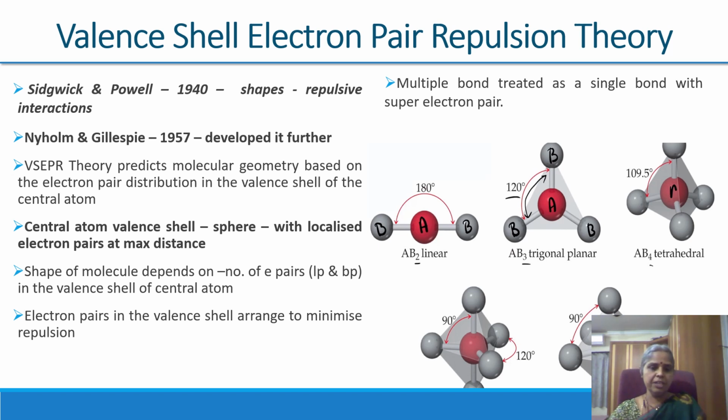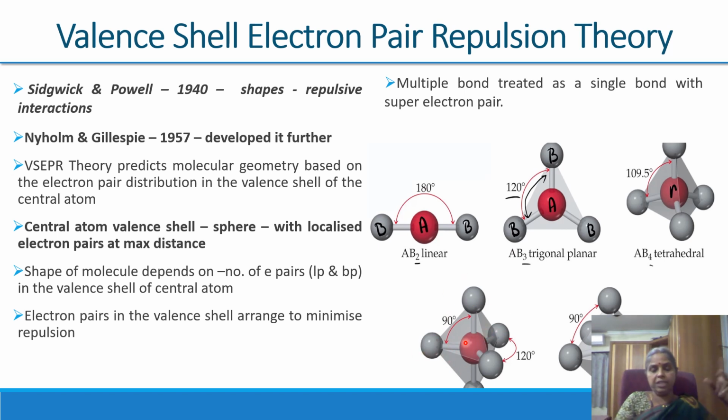You can see here in the molecular geometries that are projected, if A is surrounded by two pairs of electrons, two bonding pairs of electrons, they arrange at 180 degrees. If A is surrounded by three bonding pairs of electrons, they arrange at a distance of 120 degrees. If there are 4 bonding pairs of electrons around A, they distribute at 109 degrees 5 minutes distance from one another. If there are 5 pairs, then they are arranged at an angle.